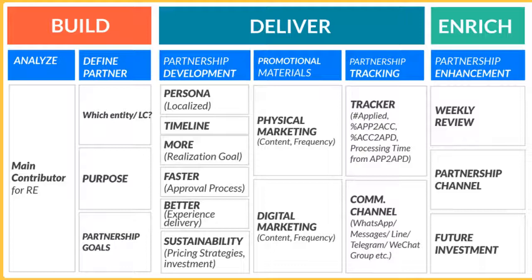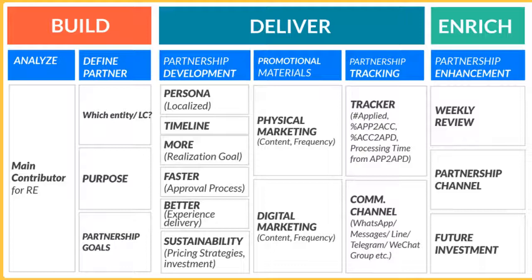And when it comes to the faster index, we are talking about the approvals process, and we are talking about process time. We are talking about a lot of things that determine if the relationship or the partnership is successful or not. And finally, when it comes to experience delivery, we need to frame the co-delivery between the 2 entities so that we can overcome each and every problem that happens inside the experience. And finally, sustainability when it comes to pricing strategies and investments in the experiences.